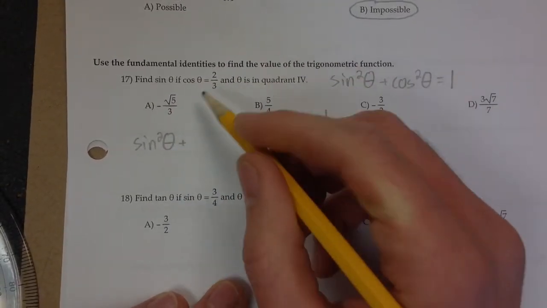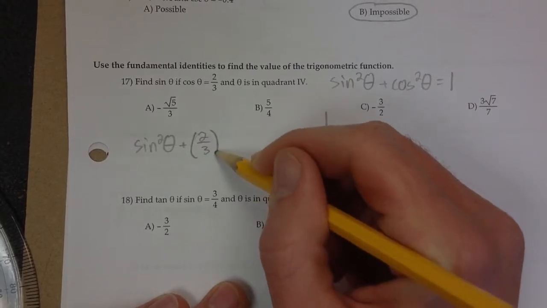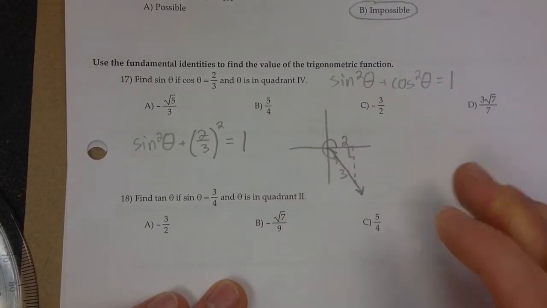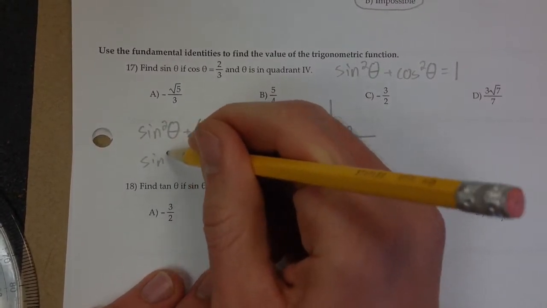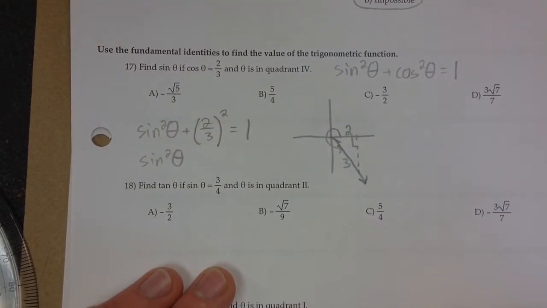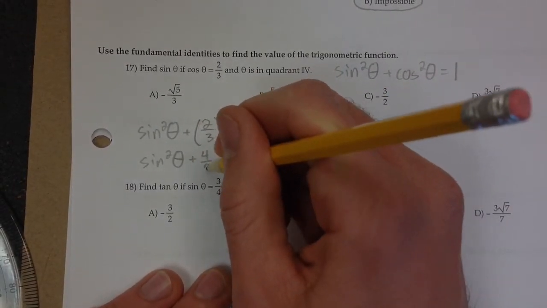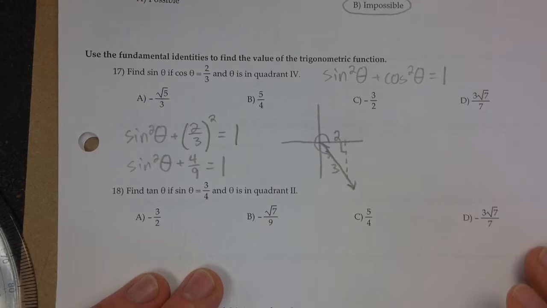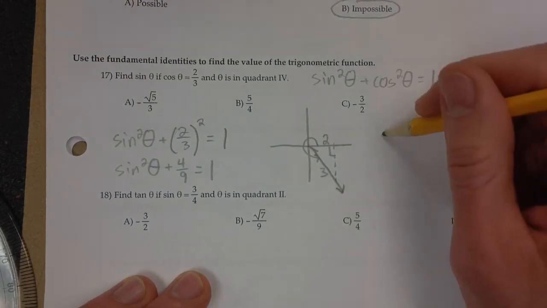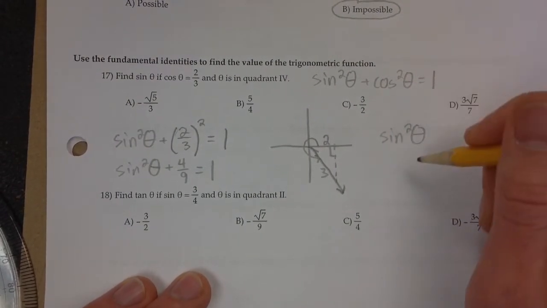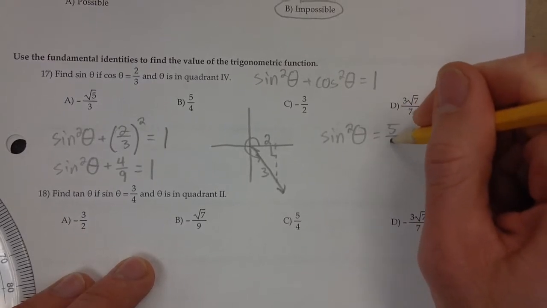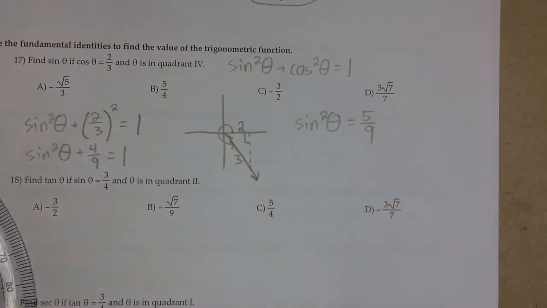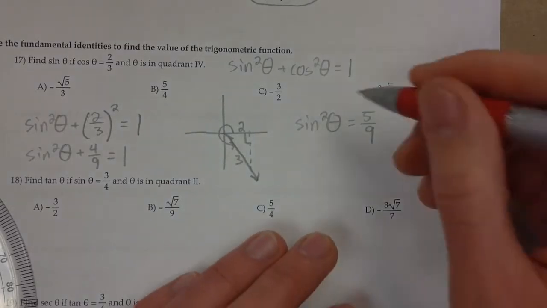We're told cosine, so we plug 2/3 in for cosine, and we square it. What's the square of 2/3? 4/9. Very good. Somebody knows how to square fractions. I am pleased. How many ninths is the number 1? 9. What's 9 minus 4? 5. Very good. So sine squared equals 5 over 9. How do we get rid of the square? Square root. Awesome.